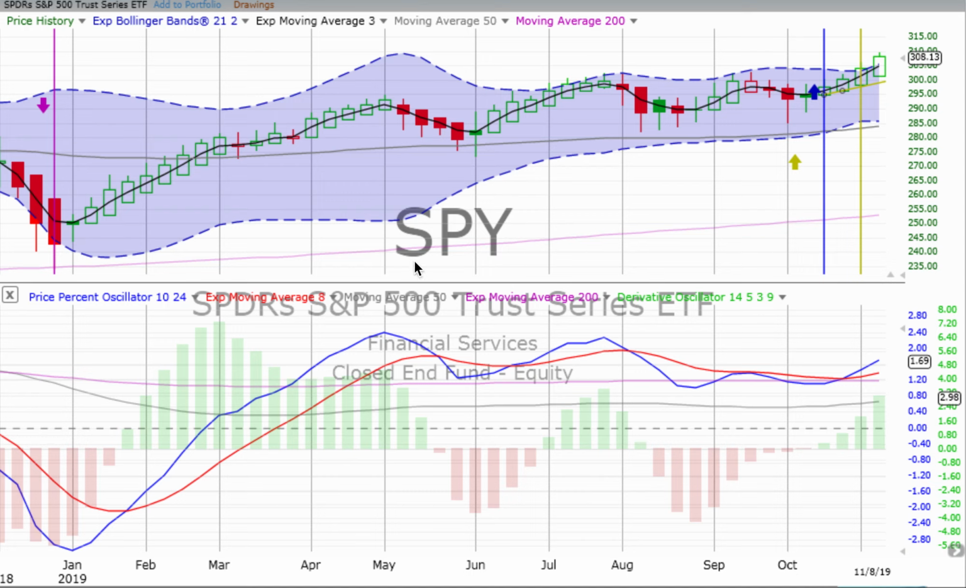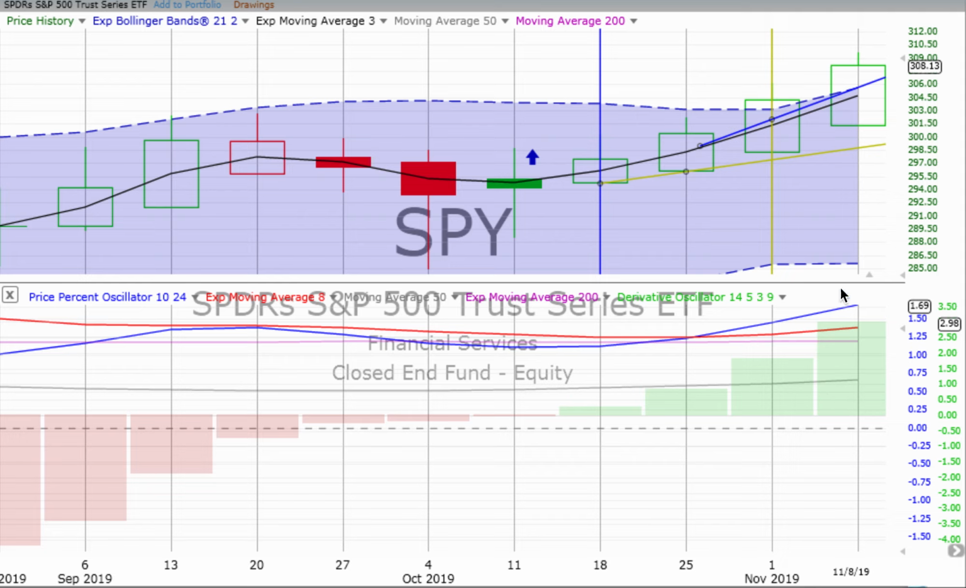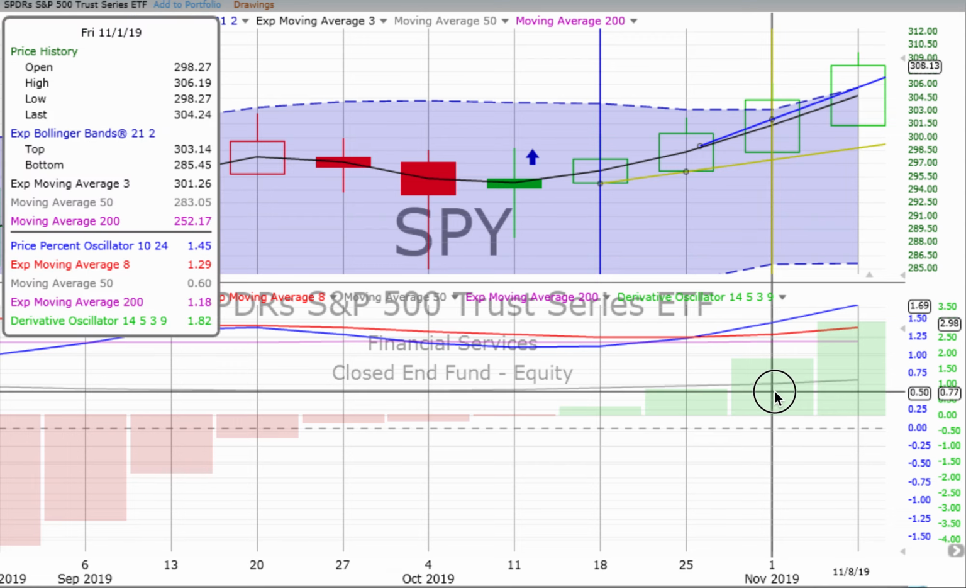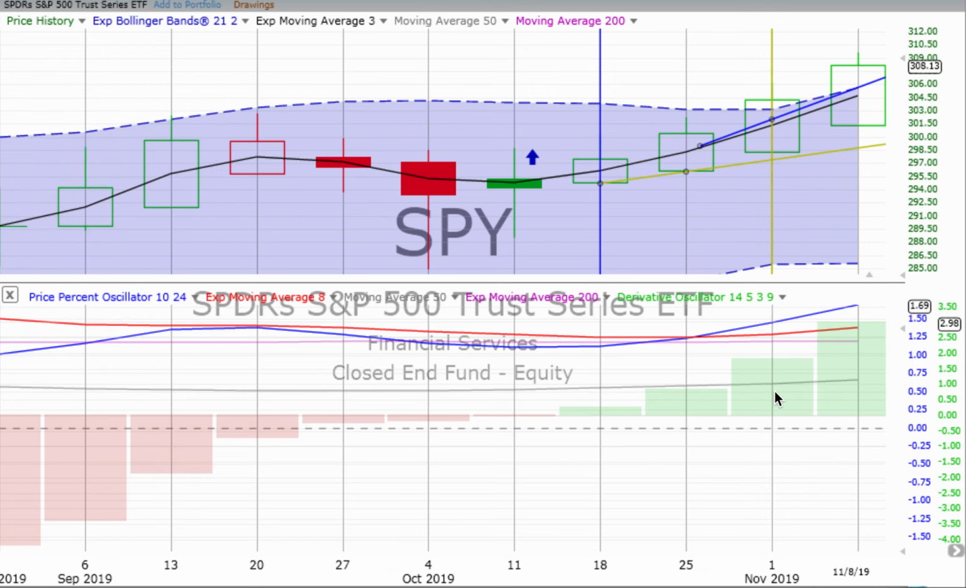As I said, the S&P 500 up on Friday, 0.24%. Look how beautiful we ended the week with an up candle, price percent oscillator heading up, derivative oscillator gaining upward momentum, stair steps up, going into the fourth week of up movement, first full week after the weekly vertical crossover that occurred on the 1st of November.